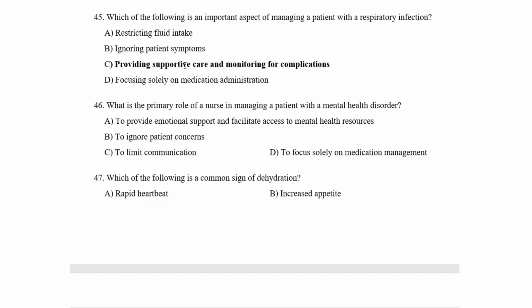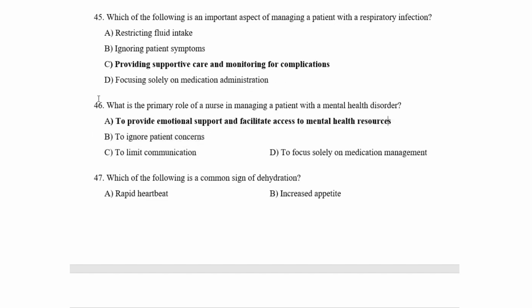Well, similarly let's look at question number 46. What is the primary role of a nurse in managing a patient with mental health disorder? Option A, to provide emotional support and facilitate mental health research. Option B, to ignore patient concerns. Option C, to limit communication. Option D, to focus solely on medication management. The correct answer is option A.